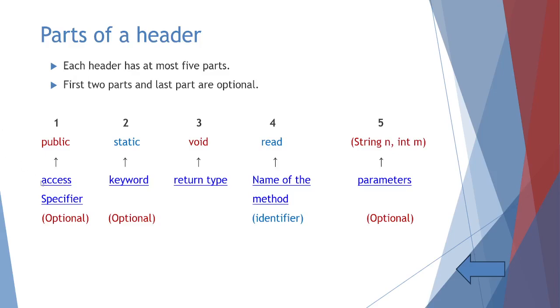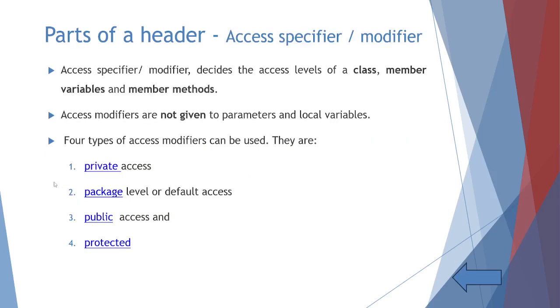Now let's see access specifier. This is also known as access modifier. It decides the access levels of a class, member variables, and member methods. These access modifiers or specifiers are not given to parameters and local variables. There are 4 types of access modifiers. First one is private, most restrictive, then package level, public level, and protected level.